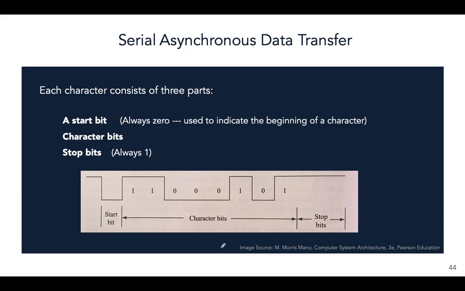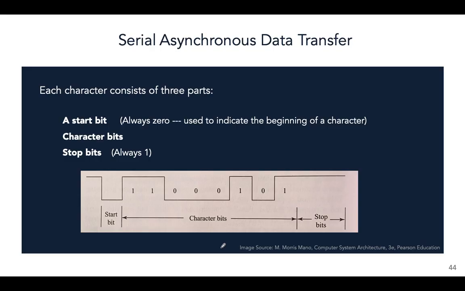Like we discussed in the previous video, most of the times the kind of data transfer occurring within a computer system is asynchronous, right? Because different units are controlled by different clocks. So the data transfer is not synchronous, but rather asynchronous.